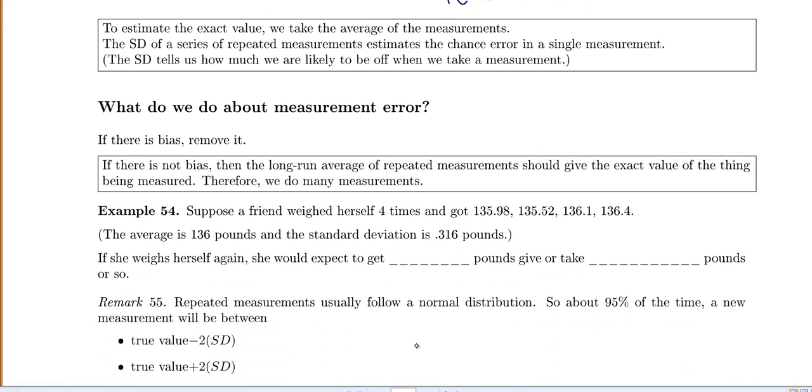What do we do about measurement error? First, if there's bias, we remove it. If there's no bias, then the long-run average of repeated measurements should give the exact value of the thing we're measuring. Therefore, we do many measurements.